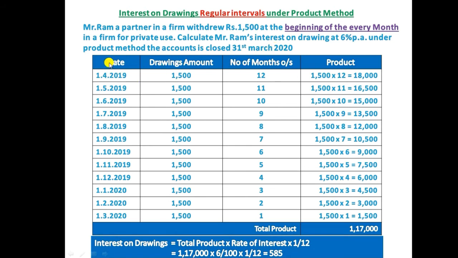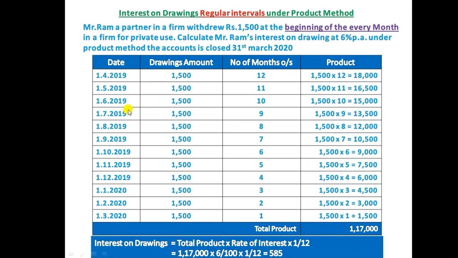As usual, we should make the table: date column, drawings amount, number of months outstanding and product. Mr. Ram drew at the beginning of every month, so we should start from the financial year. The financial year starts from 1/4/2019. So on 1/4/2019 he drew 1,500. Likewise, regularly he drew 1,500 till 1/3/2020. Now we need to calculate number of months outstanding. He drew on April 1st. From April to 31st of March, we get a total of 12 months.